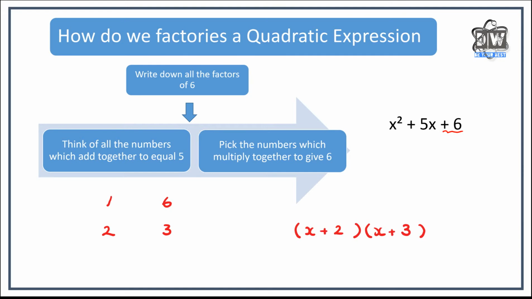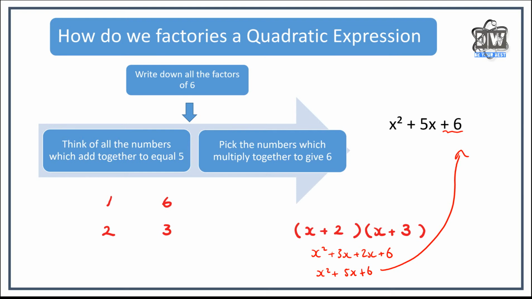Now I'm just going to check my work. So x times x gives me x squared. x times 3 gives me plus 3x. 2 times x gives me plus 2x, and 2 times 3 gives me the 6. And if I add the like terms there, then I'll end up having the same as I did to start. And that's how we know if we're correct.